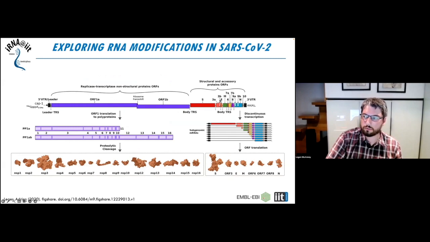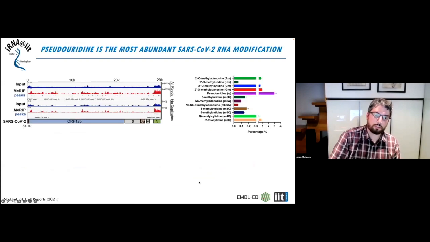One thing that's really interesting about SARS-CoV-2 is that it's a single 30 kb RNA viral genome that then transcribes these subgenomic RNAs, which are all subcopies of itself with a shared 5' end. These different subgenomic RNAs are used to make the different viral proteins. And it's been shown by others using a variety of different techniques that SARS-CoV-2 is highly modified.